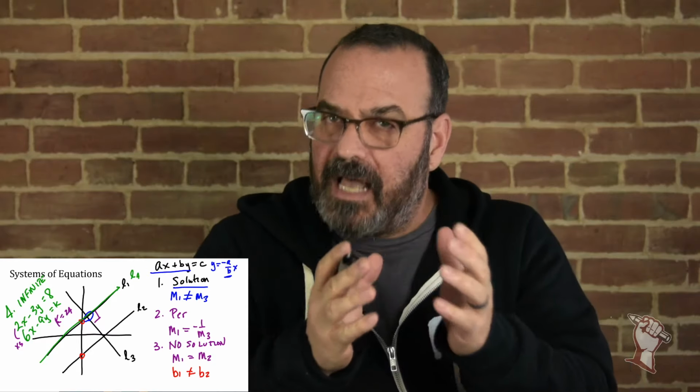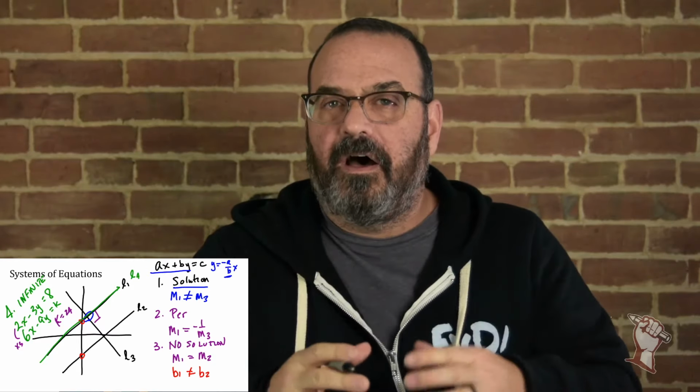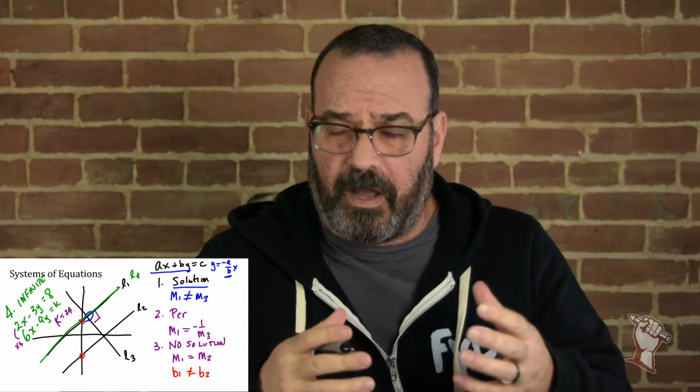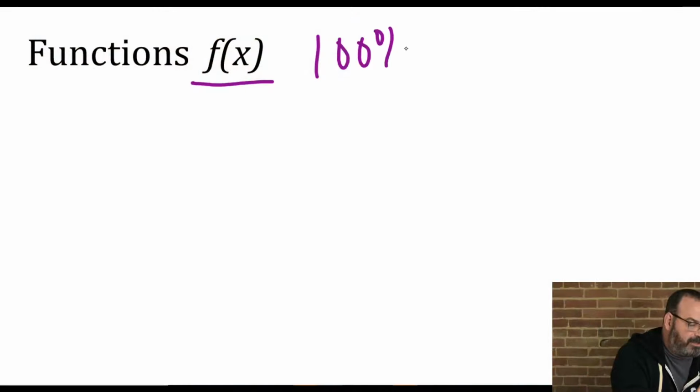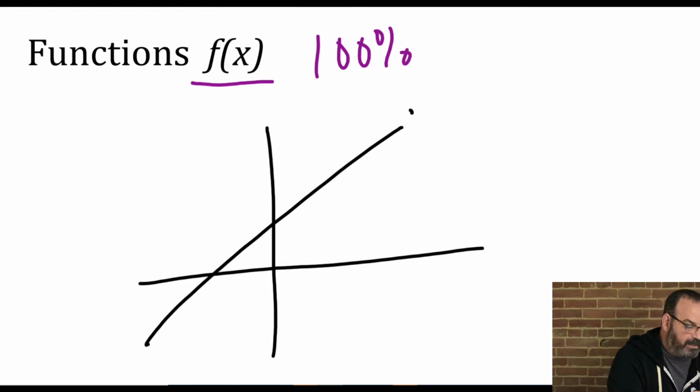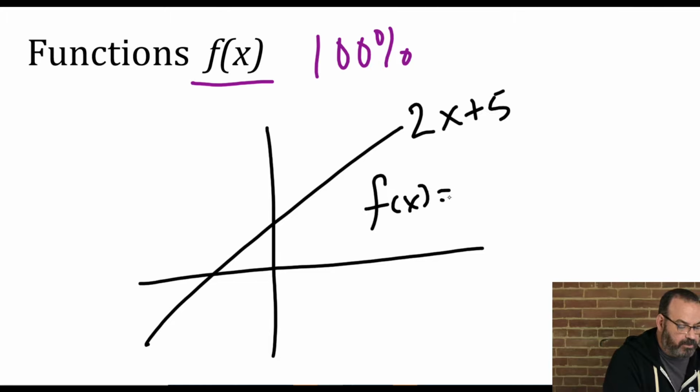I'll do an entire 8:30 prep on systems of equation word problems, but I'm going to skip that tonight. Function of x. 100% of the time, the function of x is on the test. Let's use the line that I used earlier, and let's call it 2x plus 5. So if the function of x is equal to 2x plus 5, what is the function of 3?